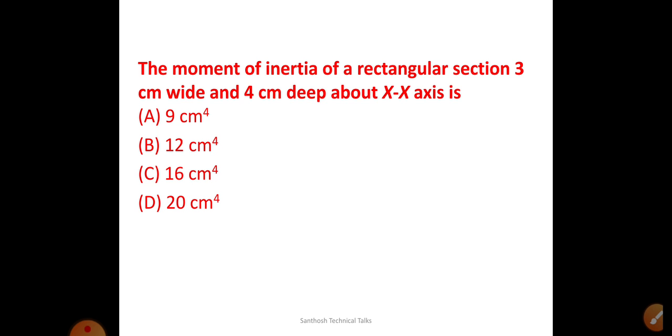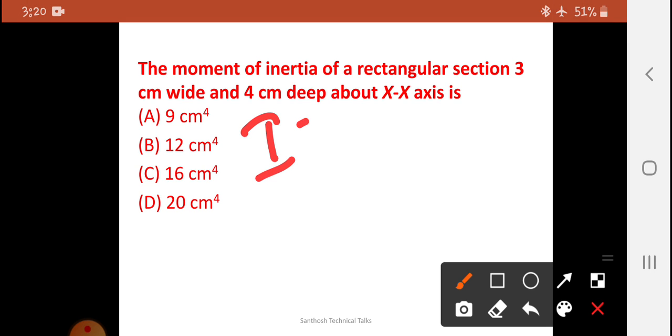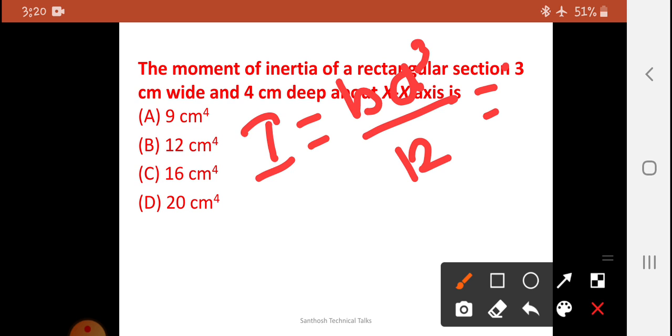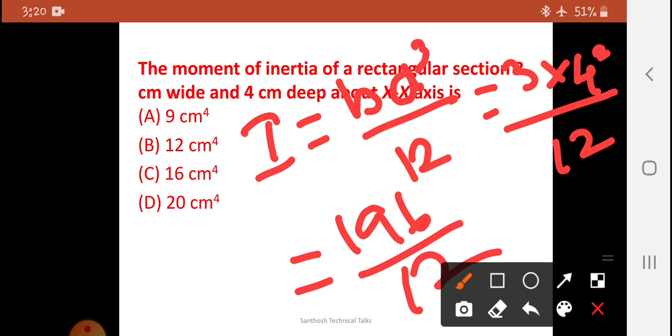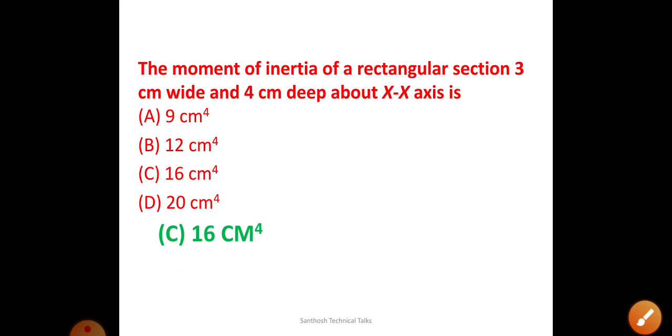And next, a very superb problematic question. This may be asked in any 2 marks. The moment of inertia of a rectangular section 3 by 4 centimeter about the x axis. The formula is bd cubed by 12. Here 3 into 4 cubed divided by 12, therefore 192 by 12, which is equal to 16 centimeter power 4. 16 centimeter power 4 is the correct answer.